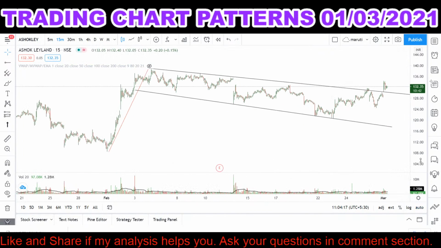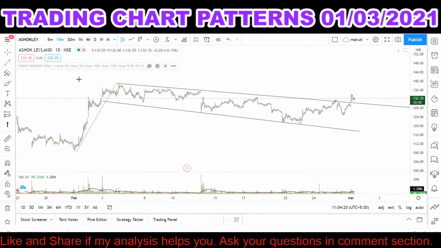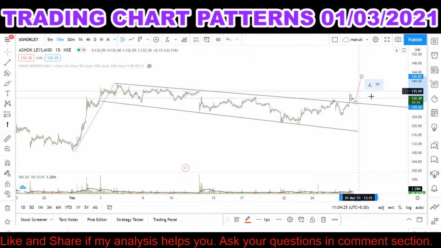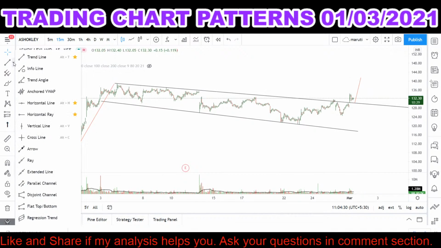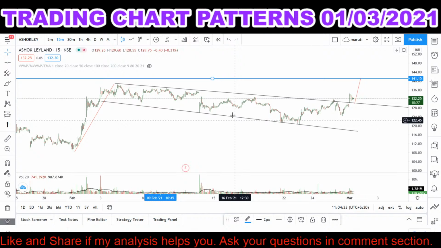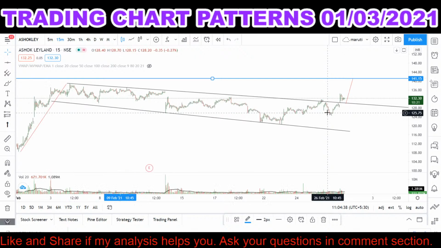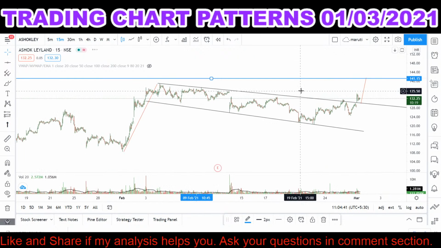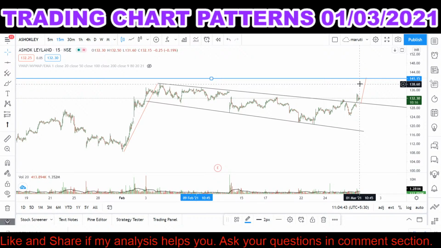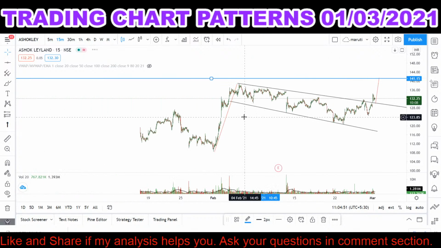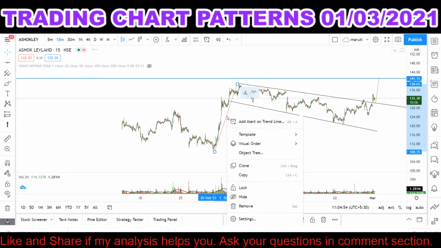Ashok Leyland: this stock has all the potential to go upside, and it will go up till this region. When it will go, we don't know, but it has to go up till 141 rupees. It is trading around 132. If everything goes well, this stock will take you to 141.15 first, then it will come back and retest this level around 130, and then it will give the target of this.